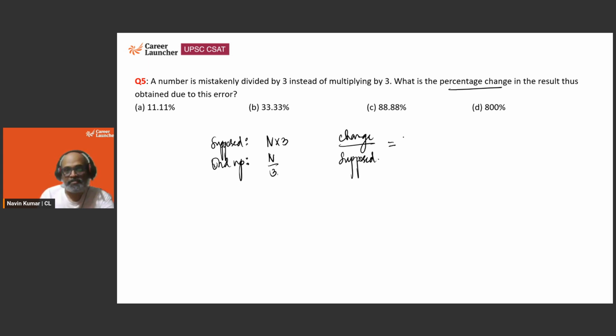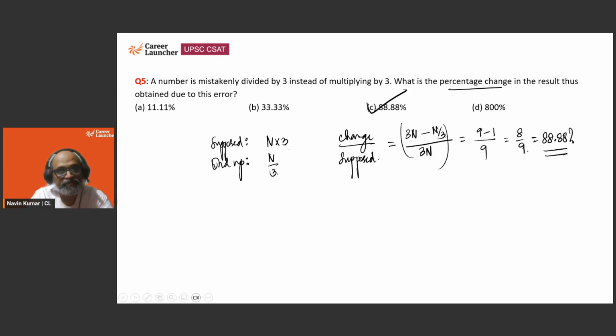What is the change here? Since n into 3 is larger, we will do 3n minus n by 3, divided by the supposed value. The denominator in a fraction or a percentage is the one that is supposed to happen first. So n will cancel out. This is 3 into 3, which is 9, 9 minus 1, over 3 into 3, which is 9. So this is going to give us 8 upon 9. The change is 8 out of 9, which when solved is nothing but 88.88%. So option C becomes our answer.